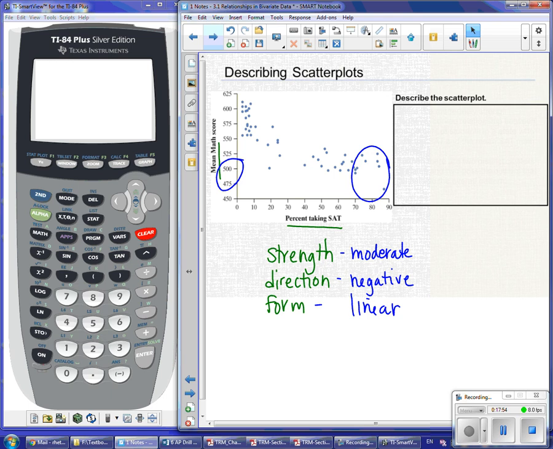Then, of course, you want to make sure that you're describing this in the context of the problem. So we're talking about the percentage of students taking the SAT and their average math score on that exam.